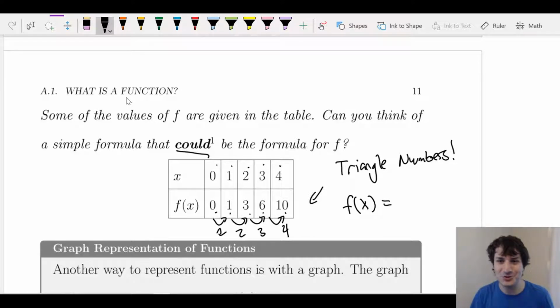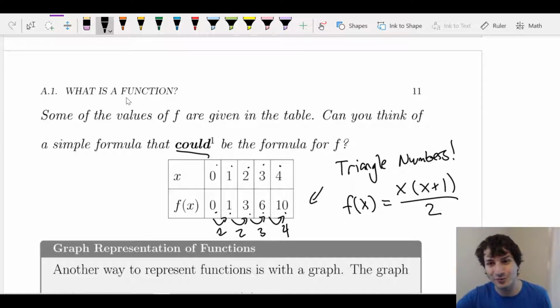I should say, you should maybe pause the video and think about it for yourself for a second. But one possible formula is this, x times x plus 1 divided by 2. So that will work, and it will go through these points. So that's a possible way of going from a table to a formula. In real life, you get tables, and then there's a whole field of statistics and things about how to convert that to formulas that are reasonable. We're not going to be doing a ton of tables in this course, but it's good to know about.